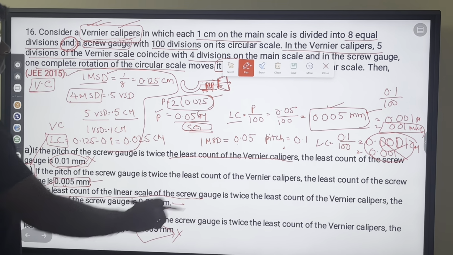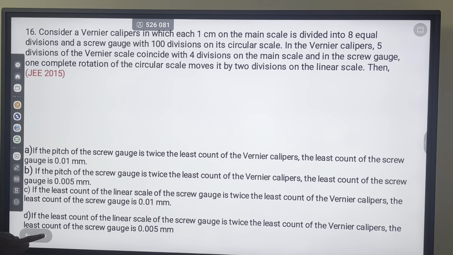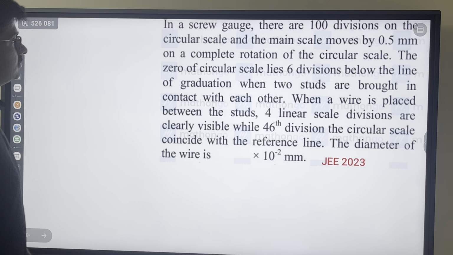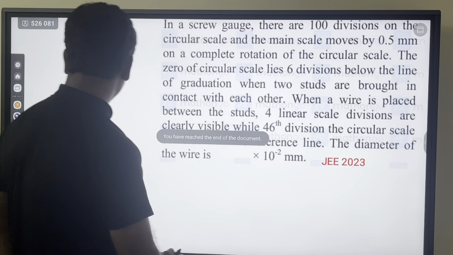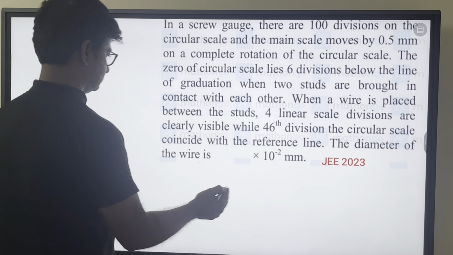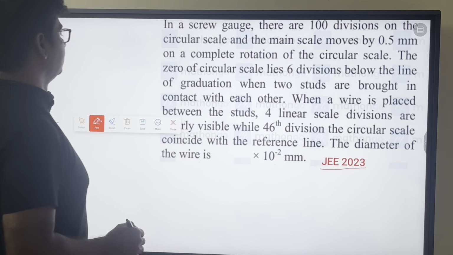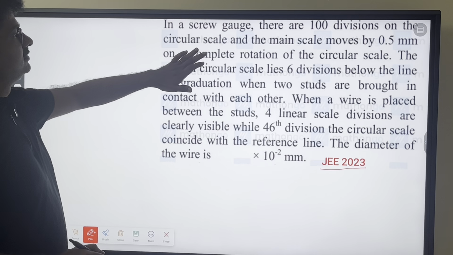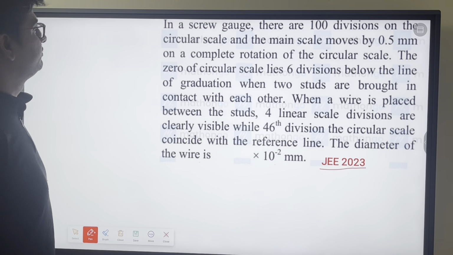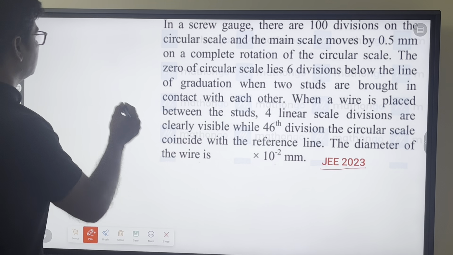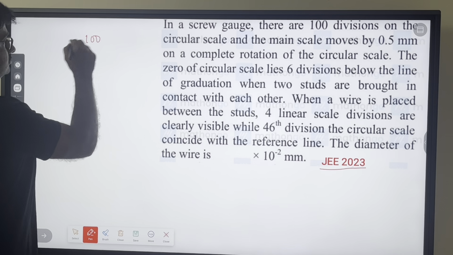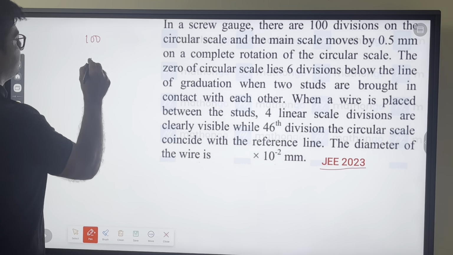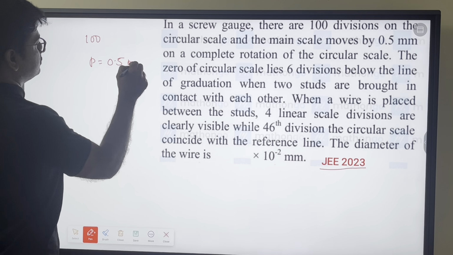Okay, next one. This is the latest question, JEE 2023. In a screw gauge, there are 100 divisions in the circular scale and the main scale moves by 0.5 mm. So how many divisions are there in the screw gauge? 100. The main scale moves by 0.5 mm for one complete rotation, therefore the pitch is 0.5 mm.